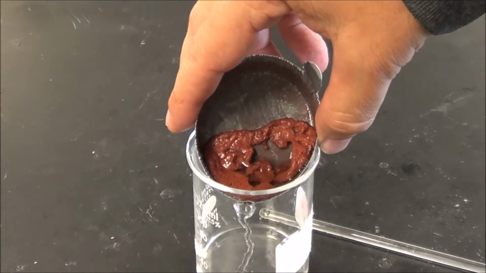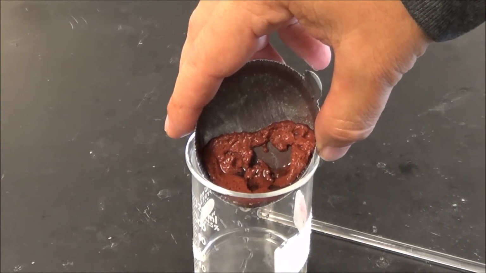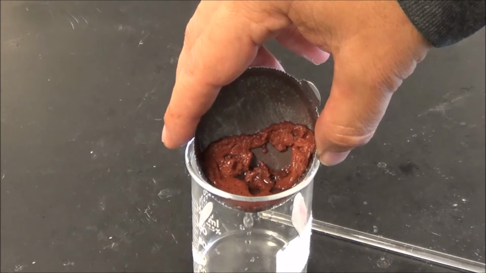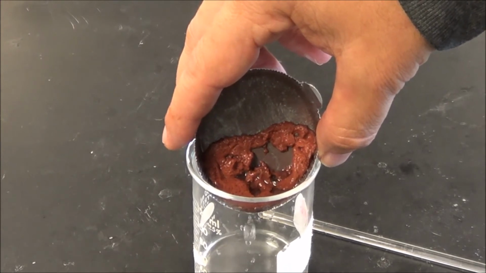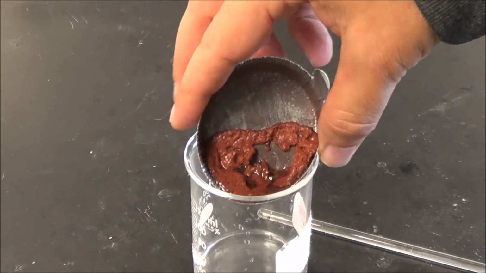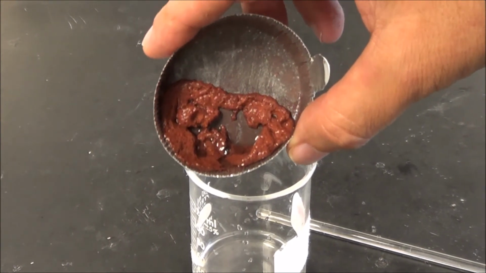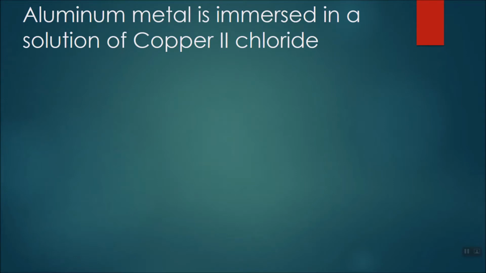And as you can see, I'm going to now decant. Remember that word, decant? I'm pouring out the clear liquid. It was blue, and now it's clear. I am pouring out the clear liquid into the beaker, leaving behind copper. Okay, so this was an interesting demonstration.